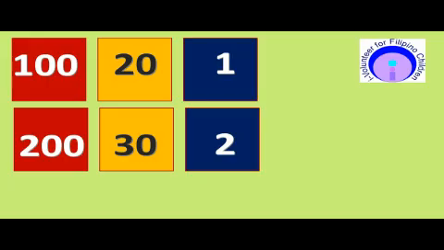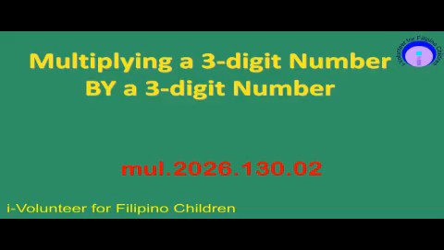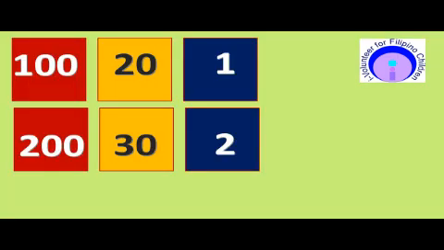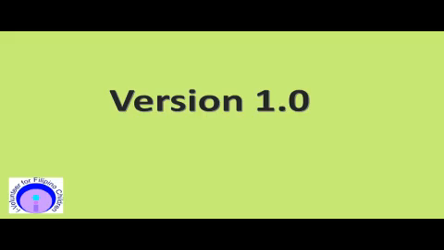There are two versions of the technique that we are going to use. Version 1 and version 2. Multiplying a 3-digit number by a 3-digit number. As our first example, we are going to multiply 121 by 232. To demonstrate the technique, I will be expanding the numbers first. Let me introduce the first version.